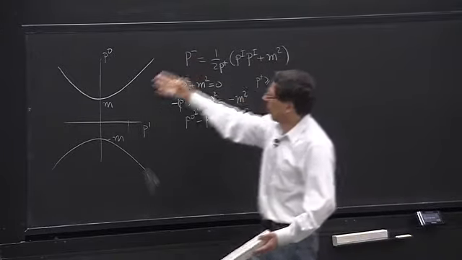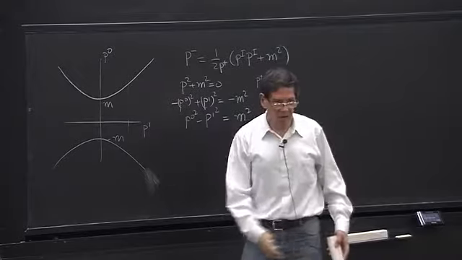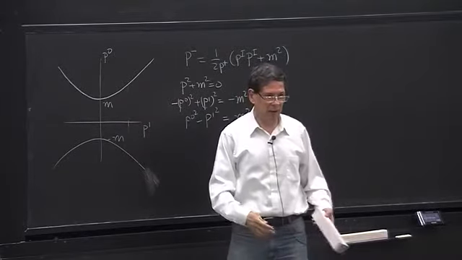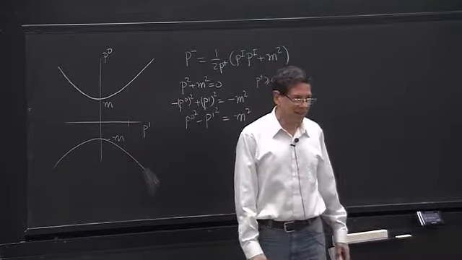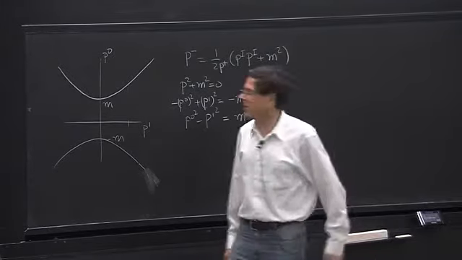So how does this show up? How do you get two branches if you're in the light cone? You're never taking a square root. And the answer is simpler than what you may think.